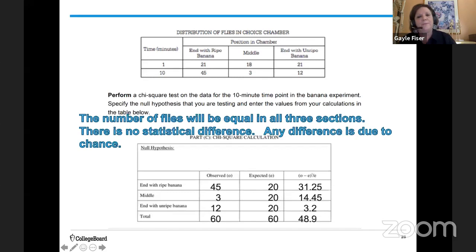Okay, so to write a proper null, this is what I do. And I think there's 3 things I really need to say to cover all my bases when I write this. And I always think, well, null has 3 letters, right? Okay, so I need to say that the number of flies will be equal in all 3 sections. Or I could have said it like the flies will have the same amount of preference for each area. Okay, then there is no statistical difference. And then any difference is due to chance.